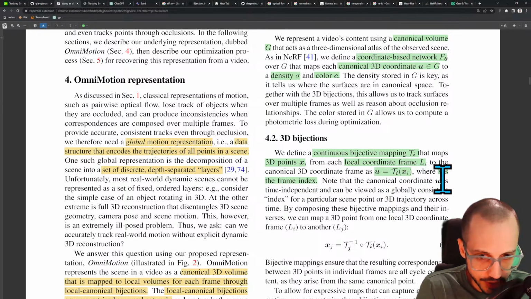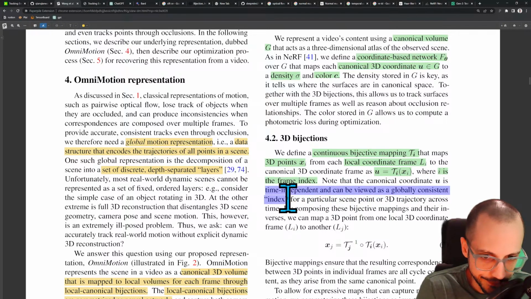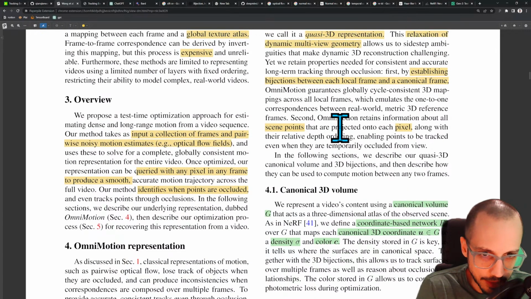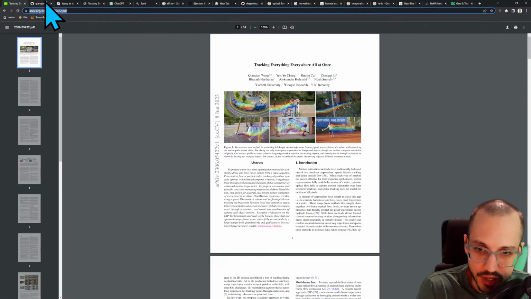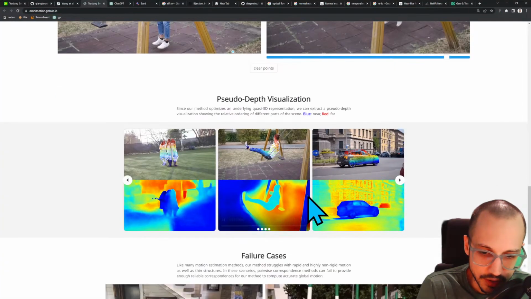Note that the canonical coordinate u is time independent and can be viewed as a globally consistent index for a particular scene point. There's no notion of time in this quasi 3D representation, but I feel like this actually inherently limits the entire representation. So that's not very good, because what this is telling me is that this quasi 3D representation basically needs to encode the entire video, right?